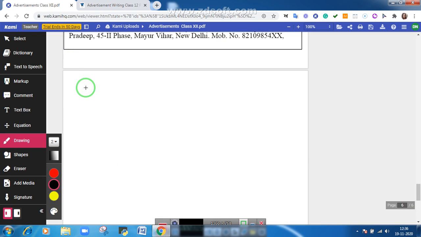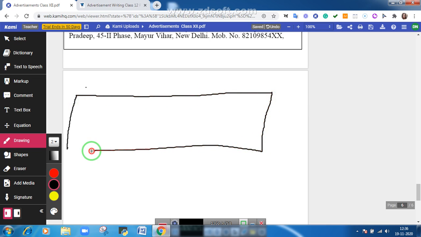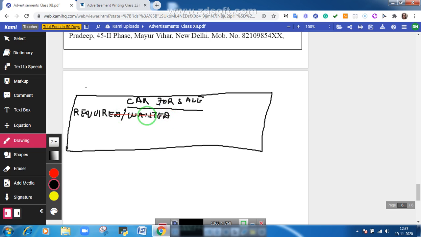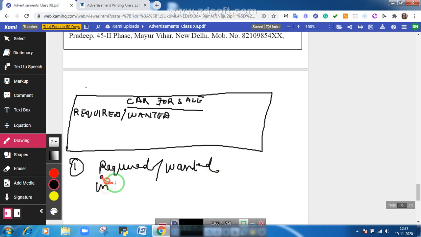So the format is, you have to draw a rectangular box first. Inside this rectangular box you will write here, for example, car for sale in capital. Now what you have to remember, the first word that you write is required or wanted, and this should be in capital. So required or wanted, you have to start with in capital. This is very very important.